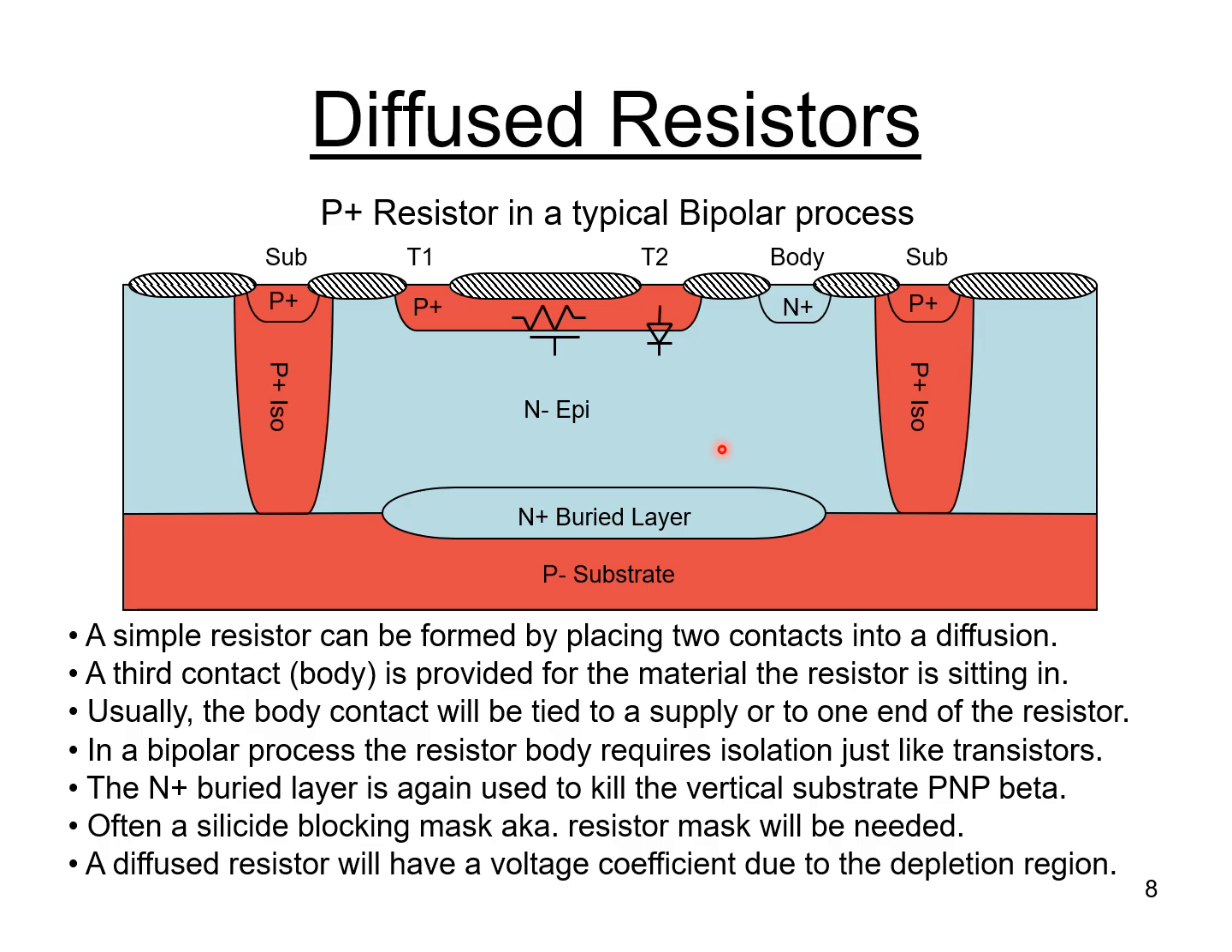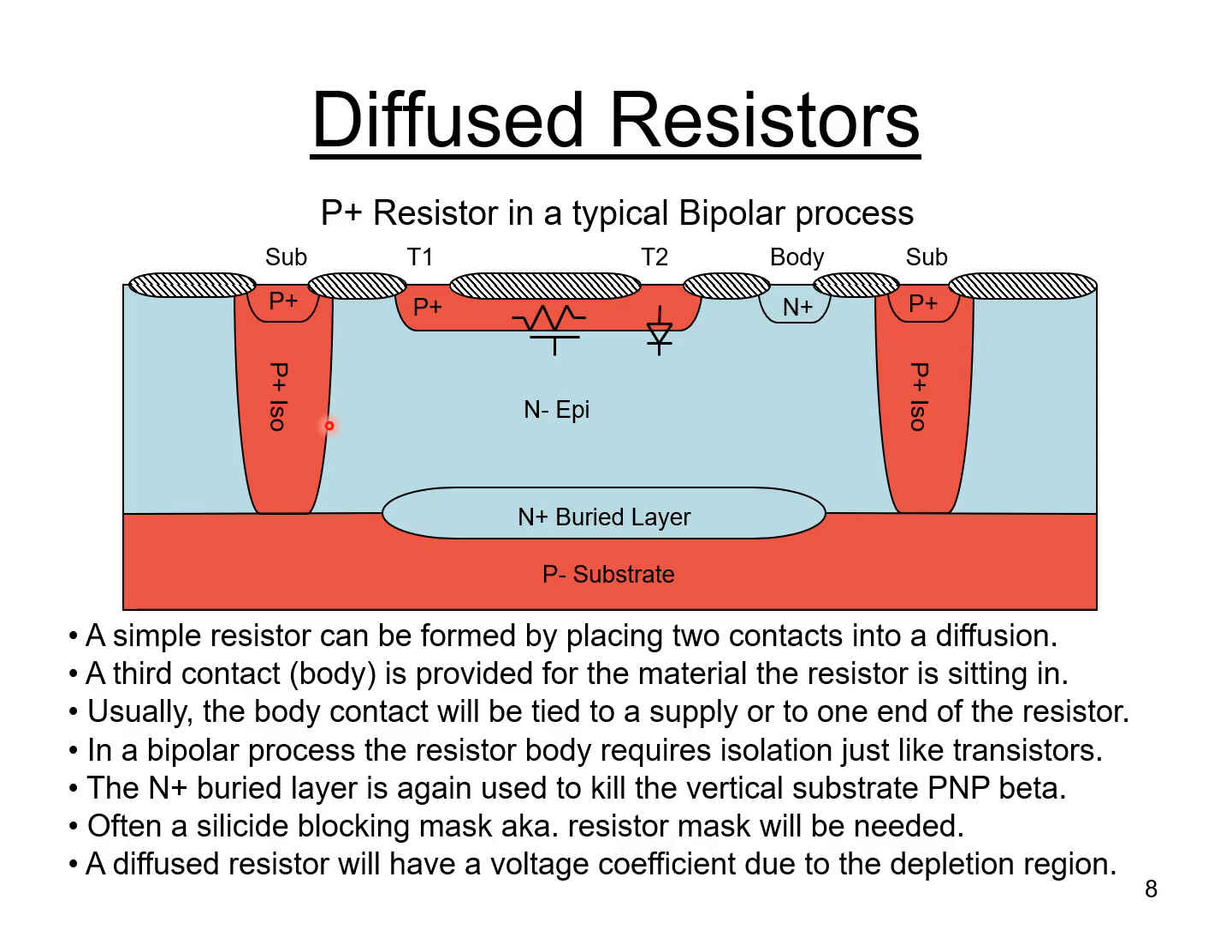Just like a bipolar transistor, this P plus resistor needs to be isolated. And you can see we have isolation regions on the left side and the right side here. And that's because this is a bipolar process, and we really can't have the body of this resistor shorting to the collector of an adjacent device here.